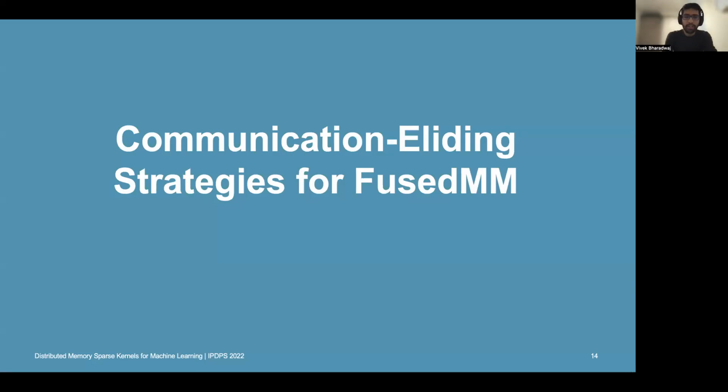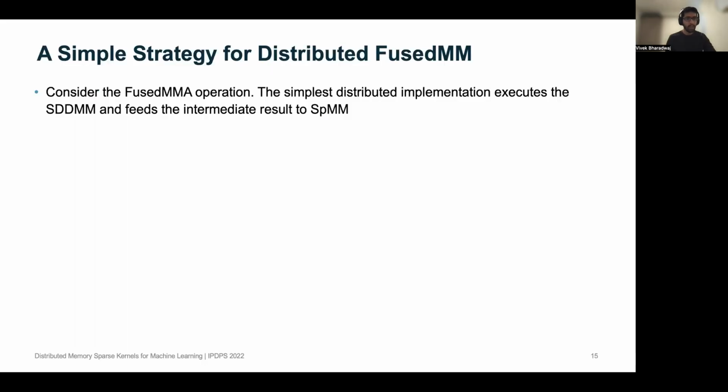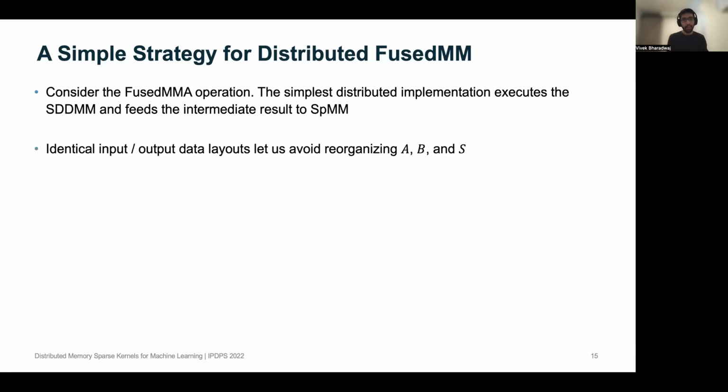Now let's talk about strategies to reduce communication when you execute both kernels, one right after the other. So let's consider the FusedMM-A operation. The simplest distributed implementation for this is just going to execute the SDDMM and feed the intermediate result to SpMM. And we're taking advantage of the fact here that we have identical input and output data layouts for both of these kernels, so we don't have to do any reorganization of A, B, and S in the process.